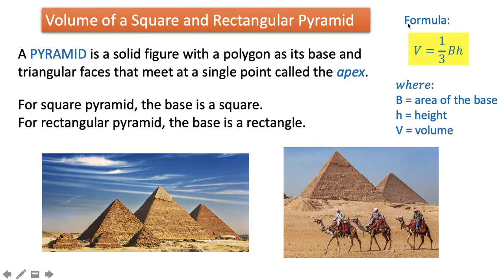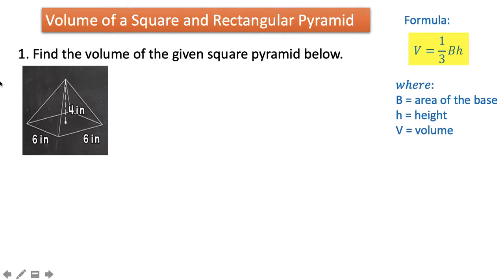And here's the formula. V is equal to 1/3 B times H, where B is the area of the base and H is the height. V is the volume. Let us take this given example. Find the volume of the given square pyramid below.